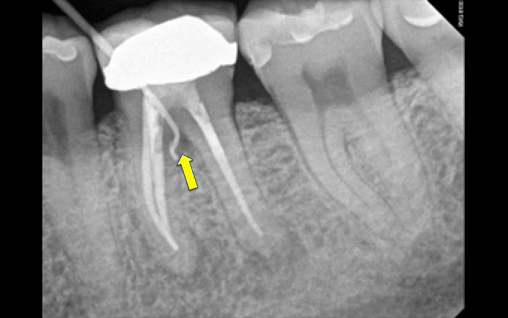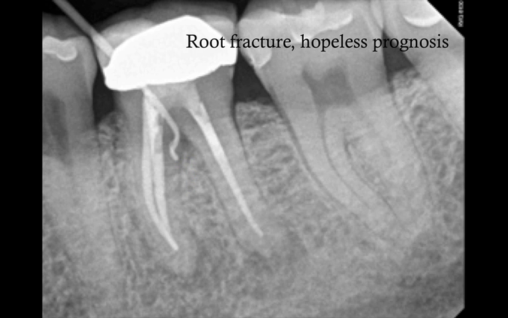So another money tooth, lower first molar. Jeff sent me a radiograph showing a gutta-percha point, basically tracing a fistula, and we're suspecting this tooth has a root fracture and the prognosis is hopeless. So the plan is to extract this tooth and replace it with an implant.